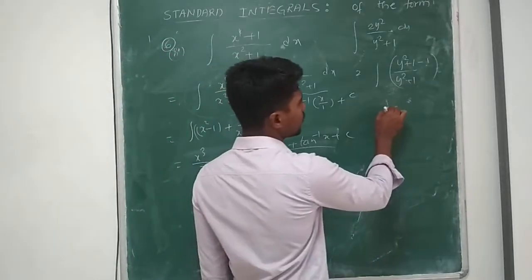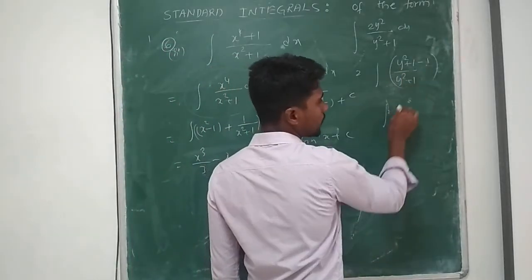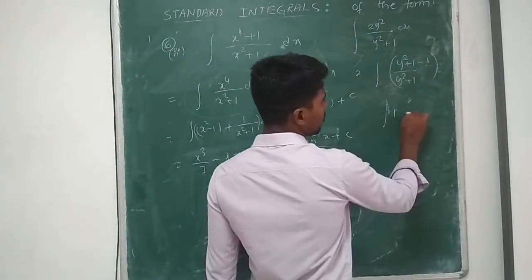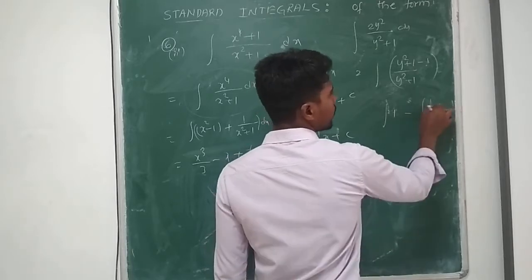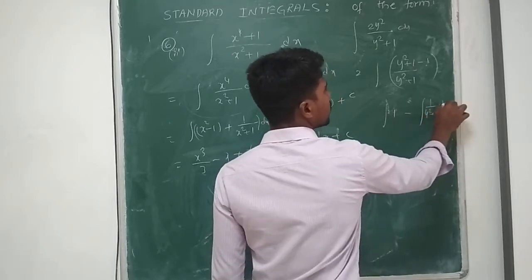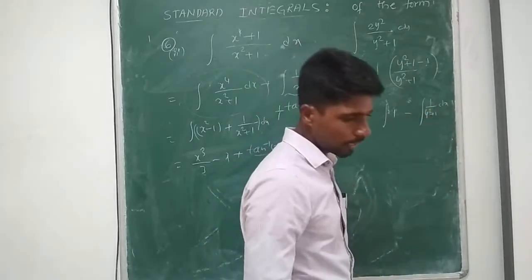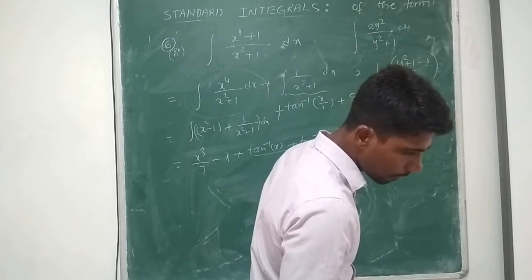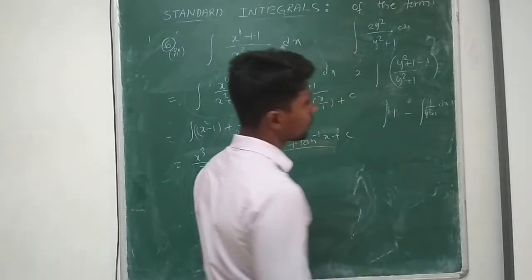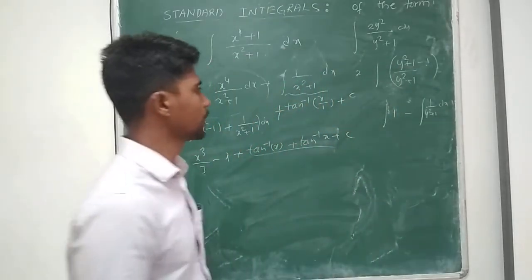Then it can be turned in the form like y square plus 1 by y square plus 1, 1 minus integral 1 by y square plus 1. Okay, it's y square plus 1. That way, in that way we can simplify the problem.